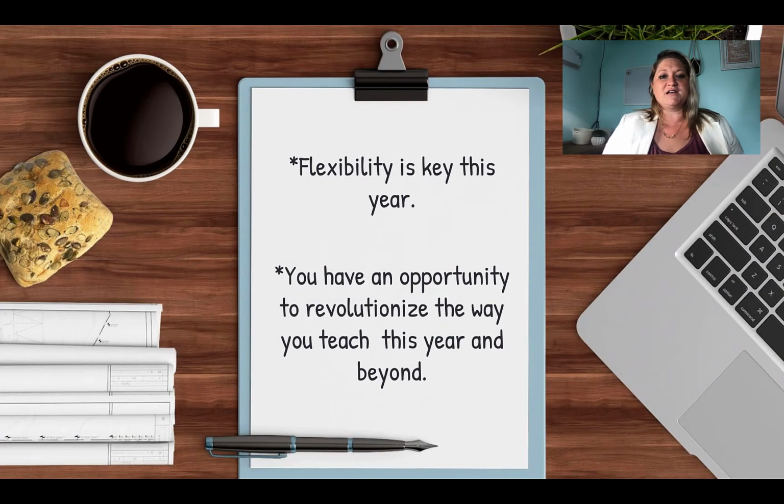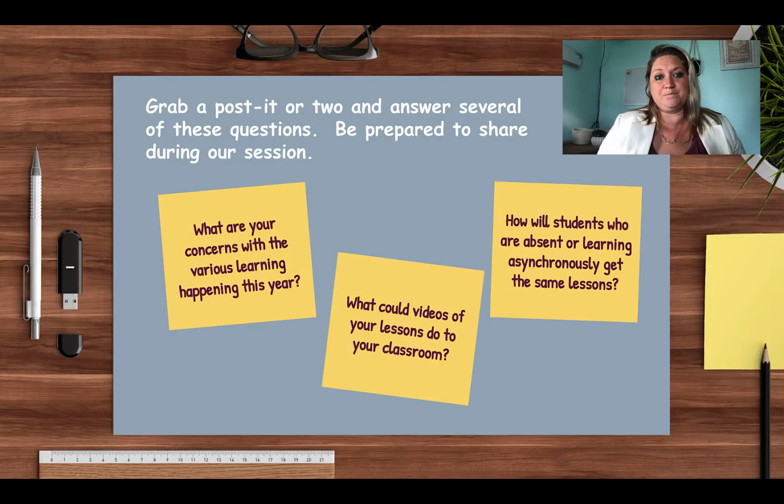So this year, guys, key things. Flexibility is key this year. We're going to have to be flexible. I mean, we see it. Things are changing all the time. We don't have much say in it except to own our own sanity and just roll with the punches as best as we can. Being flexible. Guys, and if you think of it positively, you have the opportunity to revolutionize the way you teach this year and beyond. All these things we're doing this year, we can keep doing throughout.